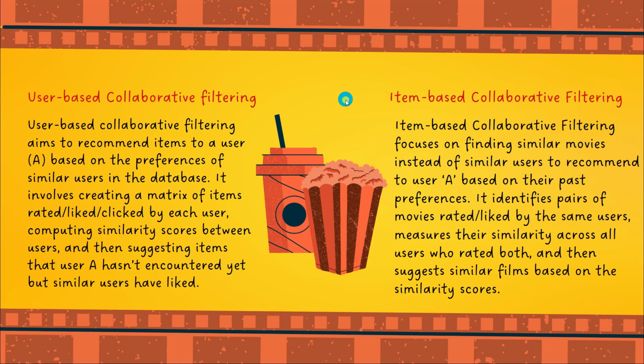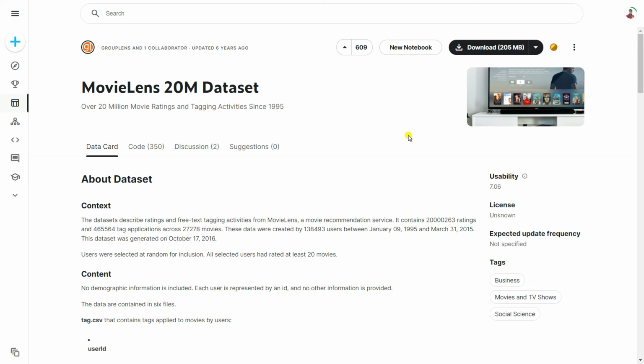So now what I'm going to do is simply go to the Jupyter Notebook and try to show how you can build this movie recommender system using Python and machine learning. For building the machine learning model for the movie recommender system, we are going to be using a dataset called the MovieLens 20 million dataset. This is nothing but 205 MB.